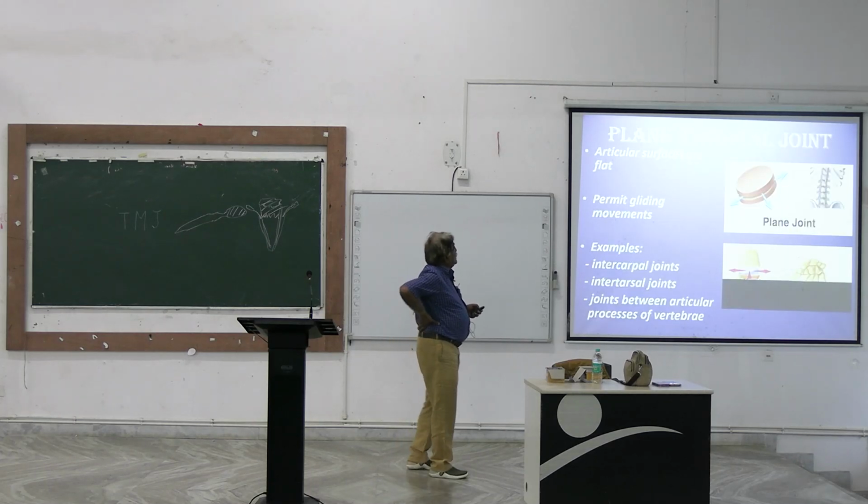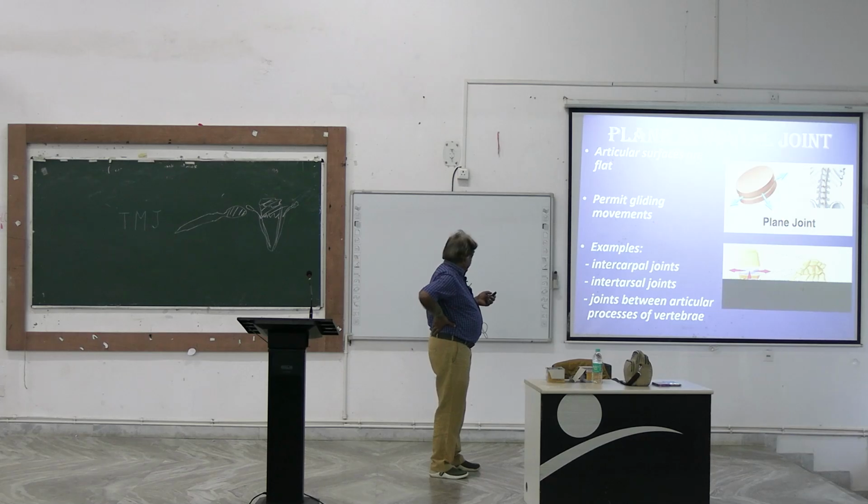Now, plane synovial joint: the articular surface is flat and permits gliding movements. Examples: intercarpal joints, intertarsal joints, joints between articular processes of vertebrae. This is a plane joint.